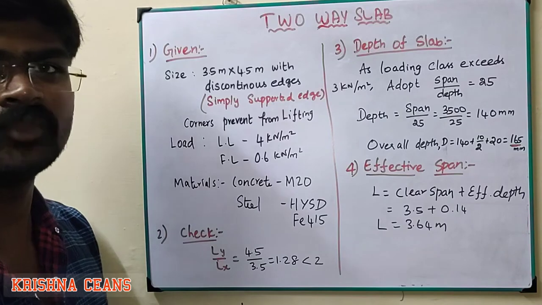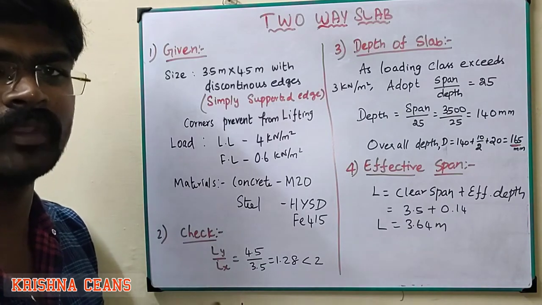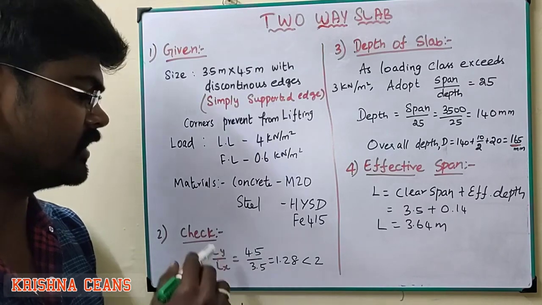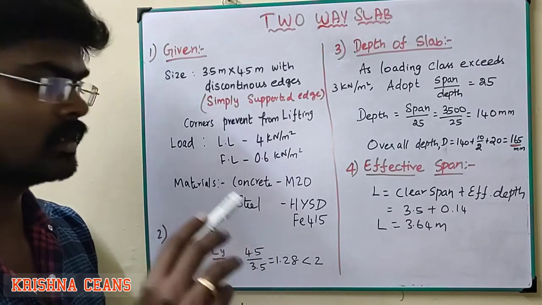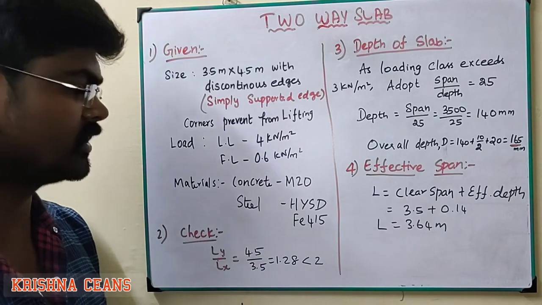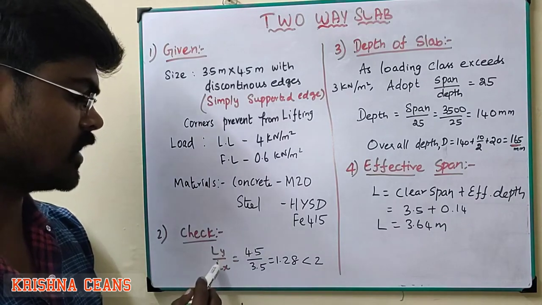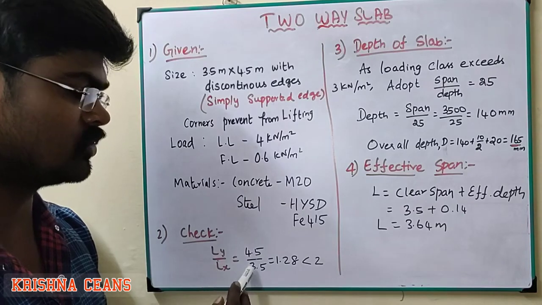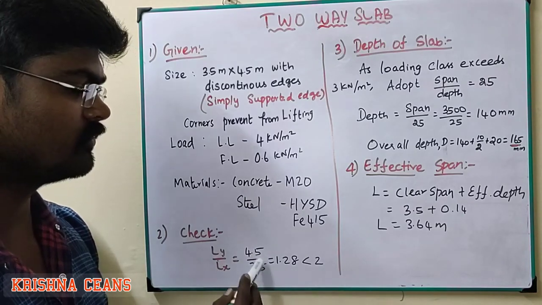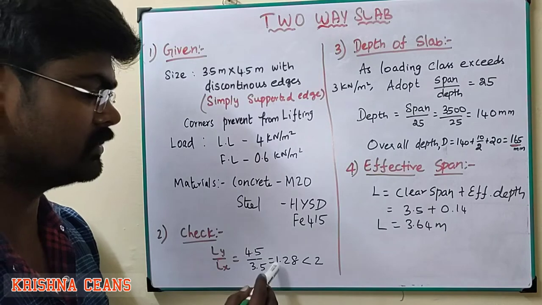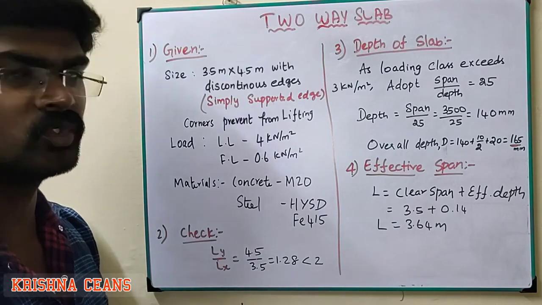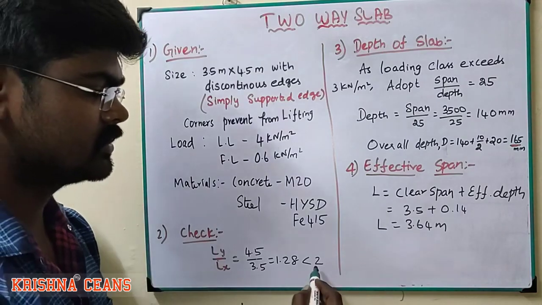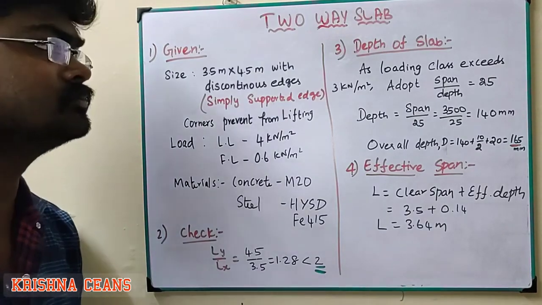So first of all we need to check whether it is a one-way slab or two-way slab. For a two-way slab, Ly by Lx should be less than 2. So Ly is equal to 4.5 meter, Lx is equal to 3.5 meter, so the ratio is 1.28, which is less than 2. So we can confirm that our given data is a two-way slab.